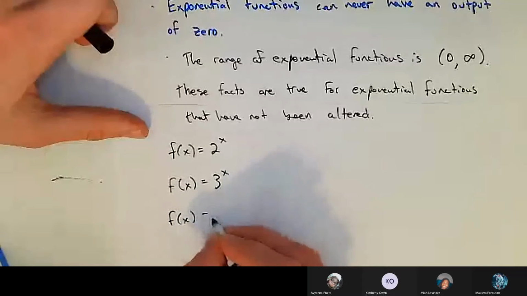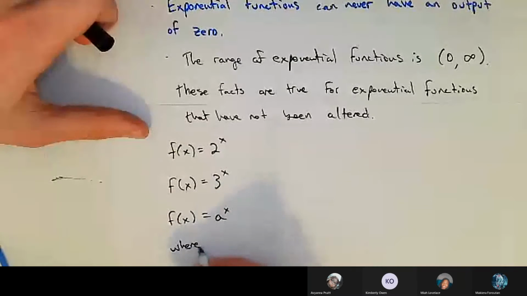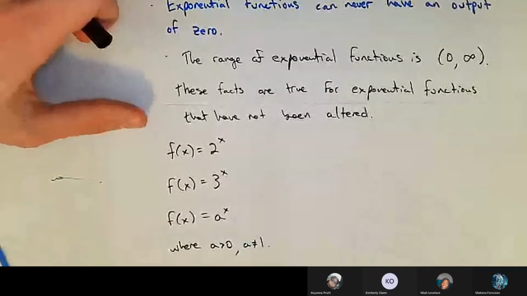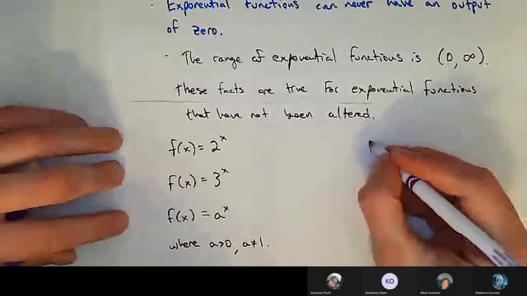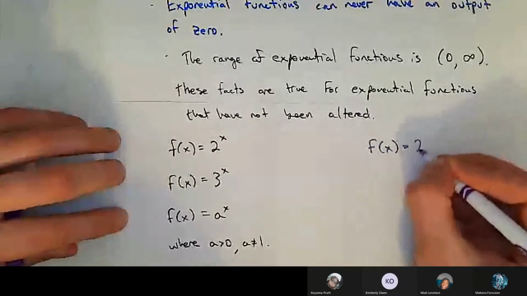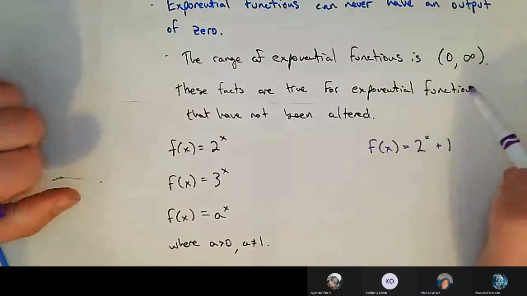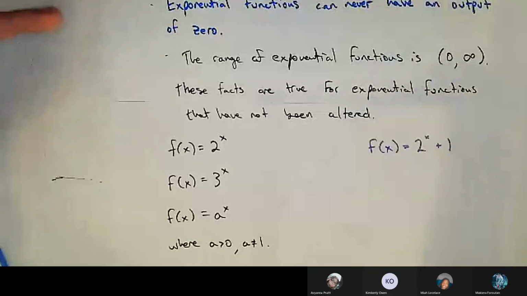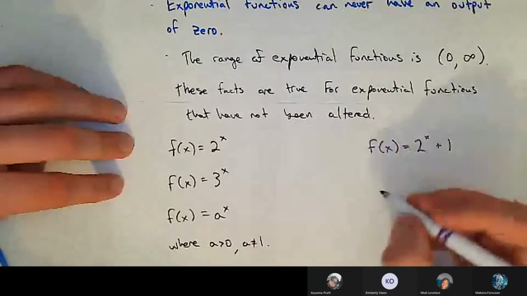Anything of this form, where, as I said before, a is greater than 0 and a is not equal to 1. But as soon as you start messing with the exponential function, like if I do something like f of x equals 2 to the x plus 1, now that throws a wrench in this idea that the range is bounded. That lifts the whole function up, right? So that scoots things around. So these facts are not good for this function.